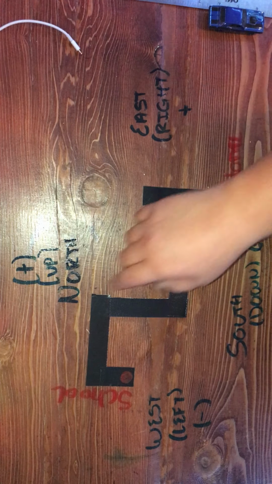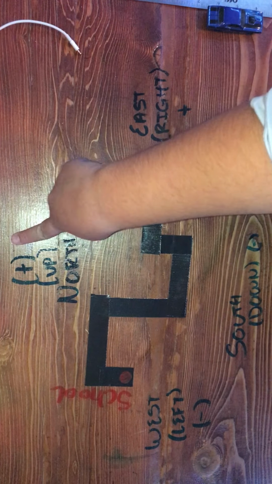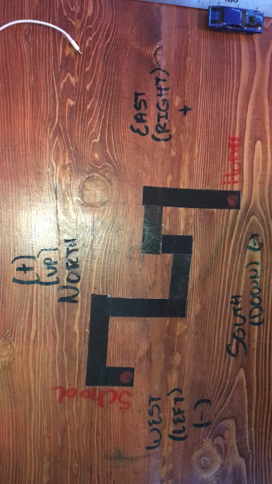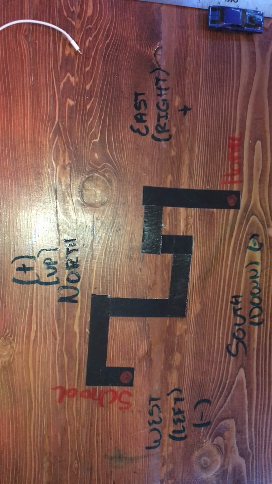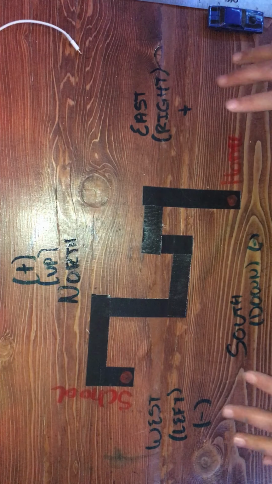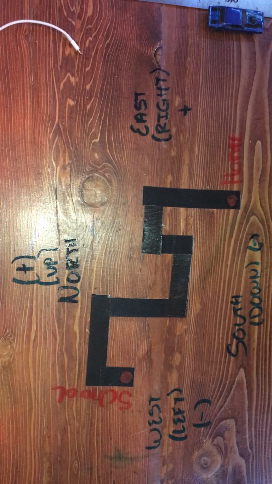First, before we start, up here is north: up or positive. East is right, positive. South is down, negative. West is left, negative. These are different ways that will be listed in problems that will be given to you.